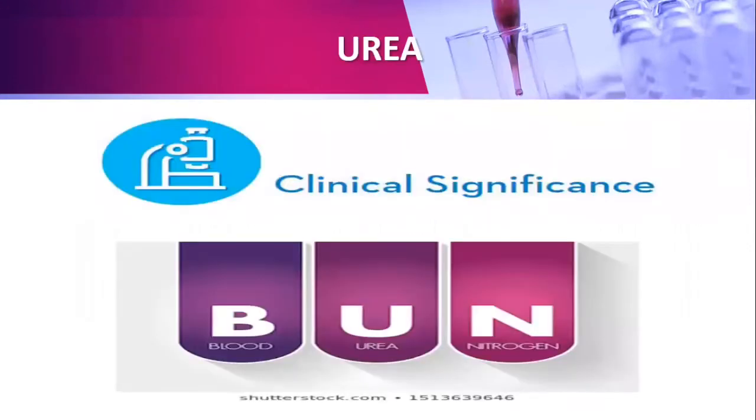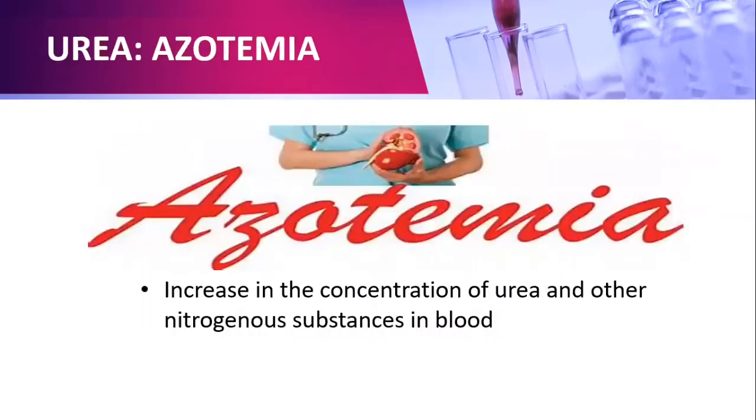What is the clinical significance of determining the presence of urea in the blood? An elevated concentration of urea in the blood is called azotemia. It involves excess nitrogen compounds such as urea in the blood, and in severe cases may adversely affect the kidneys and cause acute renal failure.